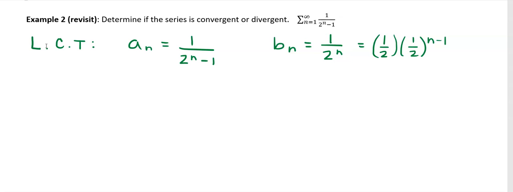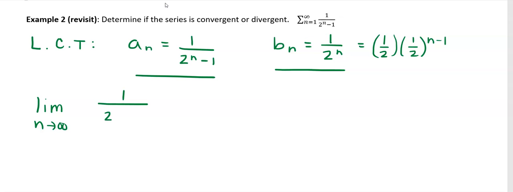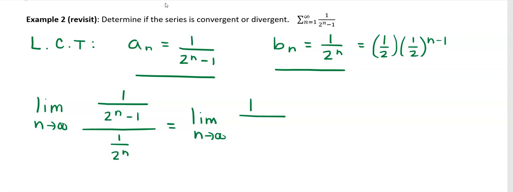Then we're going to try to take the limit. Okay, so let's take the limit. And I'm going to choose to take the limit of the easier version of B sub n, since that'll be a little nicer. We're going to apply the limit comparison test. So the limit as n approaches infinity, remember A sub n is on top, so 1 over 2 to the n minus 1 over 1 over 2 to the n. I would suggest simplifying this. Now remember, when you're dividing by a fraction, you're actually multiplying by the reciprocal.